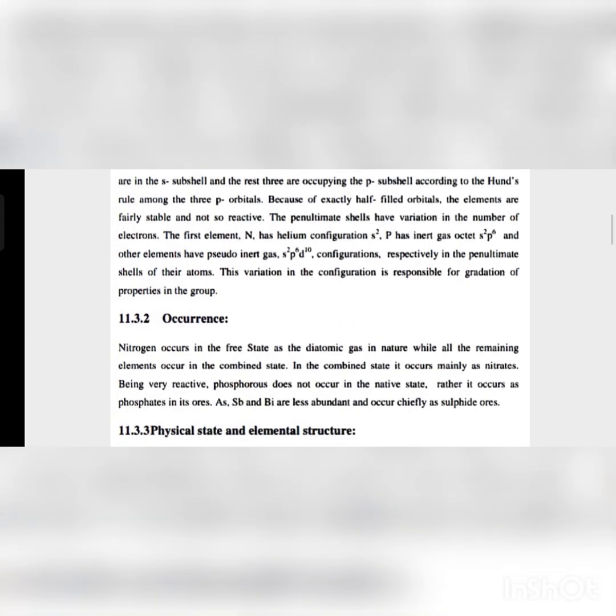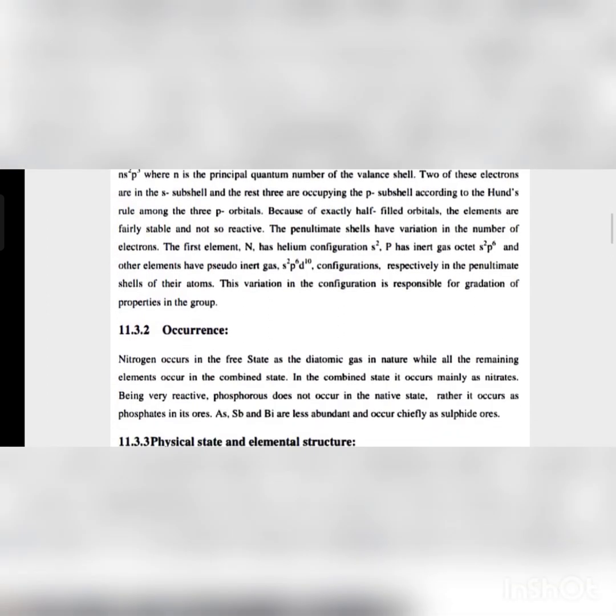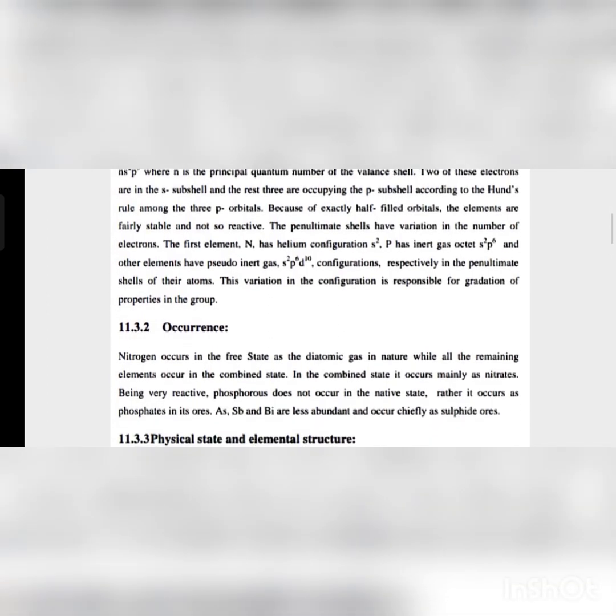Occurrence of 15th group elements. Nitrogen occurs in the free state as the diatomic gas in nature, while all the remaining elements occur in the combined state. In the combined state, it occurs mainly as nitrates. Being very reactive, phosphorus does not occur in the native state. Rather, it occurs as phosphates in its ores. Antimony, bismuth, arsenic are less abundant and occur chiefly as sulfide ores.